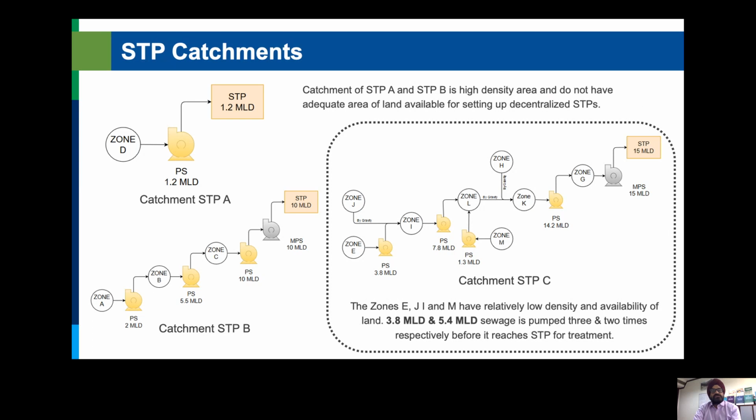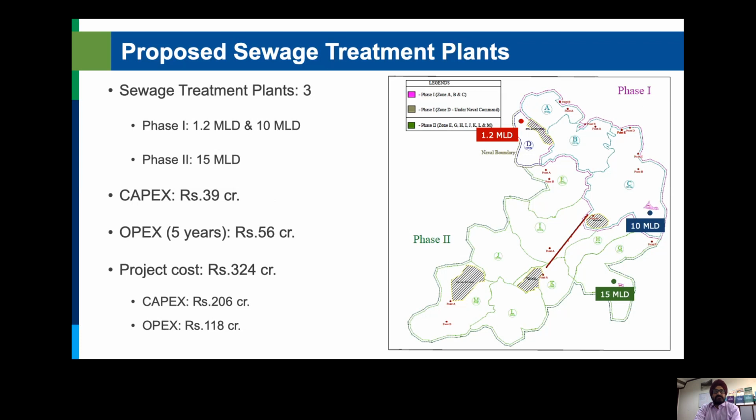So what we saw was that in the map, there are two areas where there was one catchment area which we called STP-A and one STP-B, which we felt was okay because these were in high density areas of the town and they did not have adequate land for any other treatment systems. So we were okay with these two plants which were suggested, and one was 10 MLD and the other was 1.2 MLD. Now we were looking at phase 2 of this, 15 MLD. So we were trying to explore what can be the option.